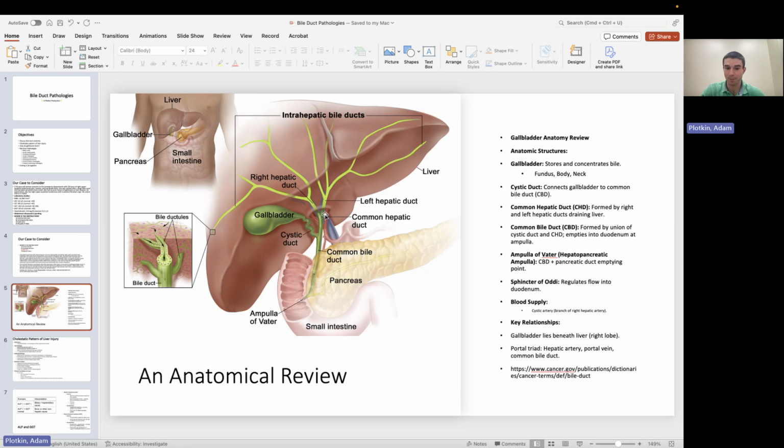And then it's going to meet up in the common bile duct. So the liver is shooting out bile from the right hepatic duct and the left hepatic duct. They come down and they meet in the common hepatic duct. And then the common hepatic duct, when it meets the cystic duct, forms the common bile duct. That common bile duct then moves down, and when it meets the major pancreatic duct, that's called the ampulla of Vater. And the ampulla of Vater is regulated by the sphincter of Oddi.